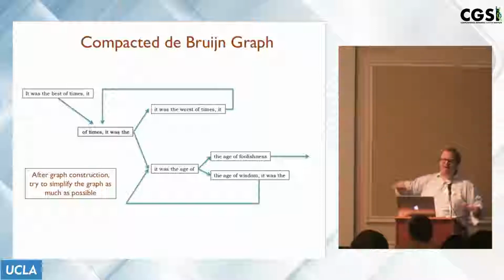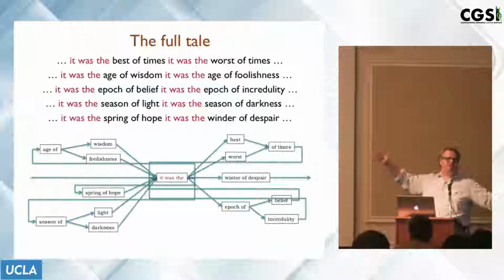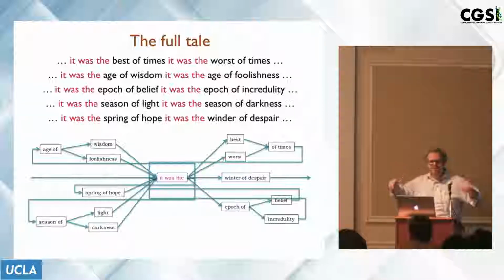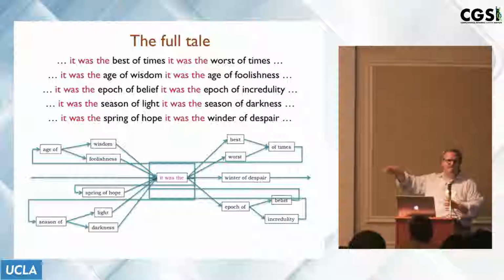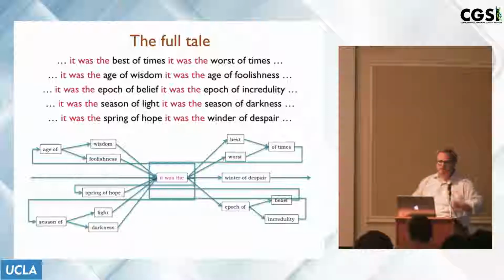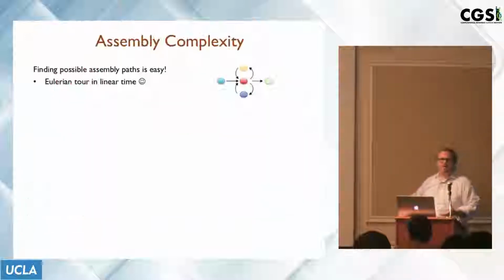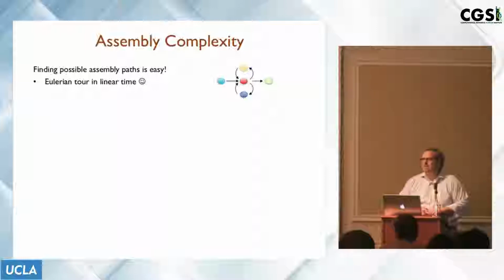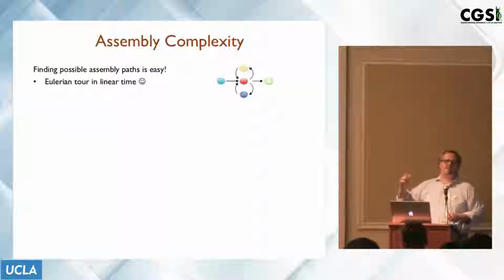If you zoom out and take all of the words in the book, for whatever reason, Dickens sort of liked this sentence structure. You get these more tangled, nested graphs where there are many, many possible paths through. Even though it's constructed in a very simple way, the graph that is derived can be very complicated. And you might step back and say, in CS 101 or 102, we learned how you can find Eulerian tours in linear time. This is an easy problem.